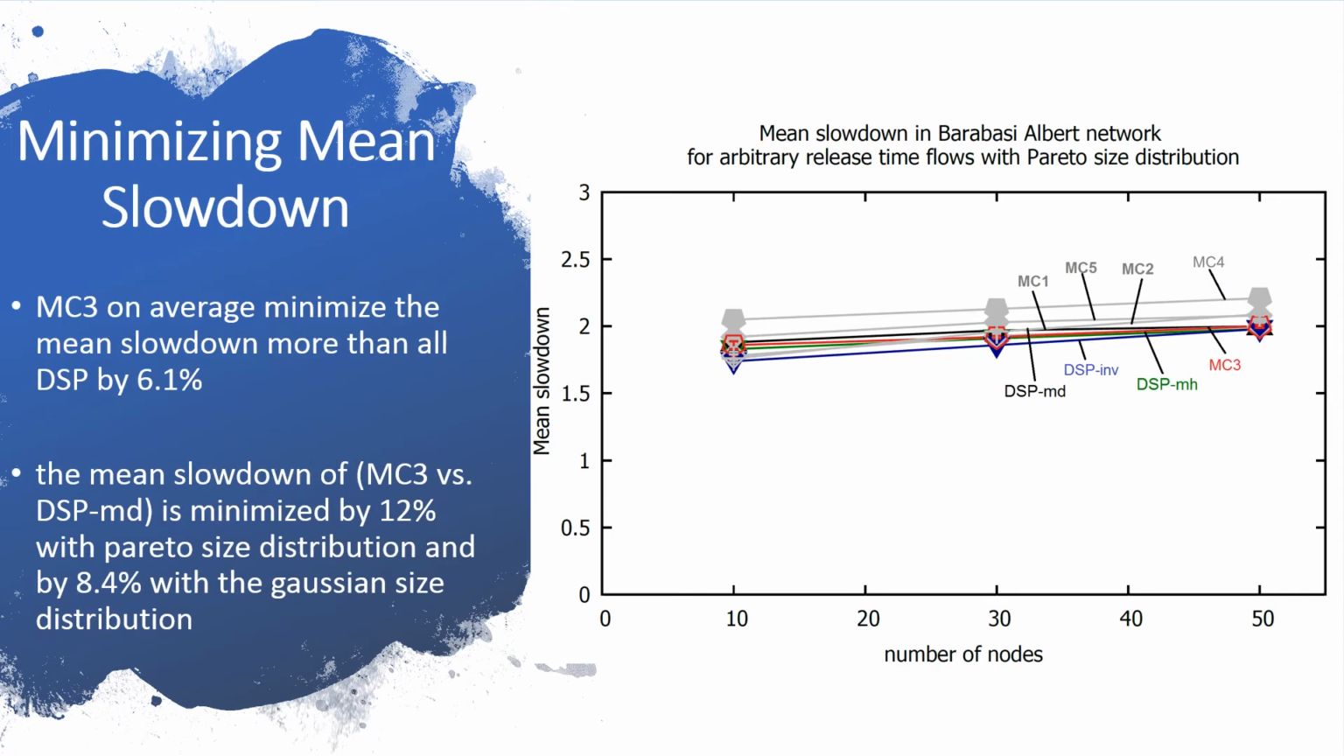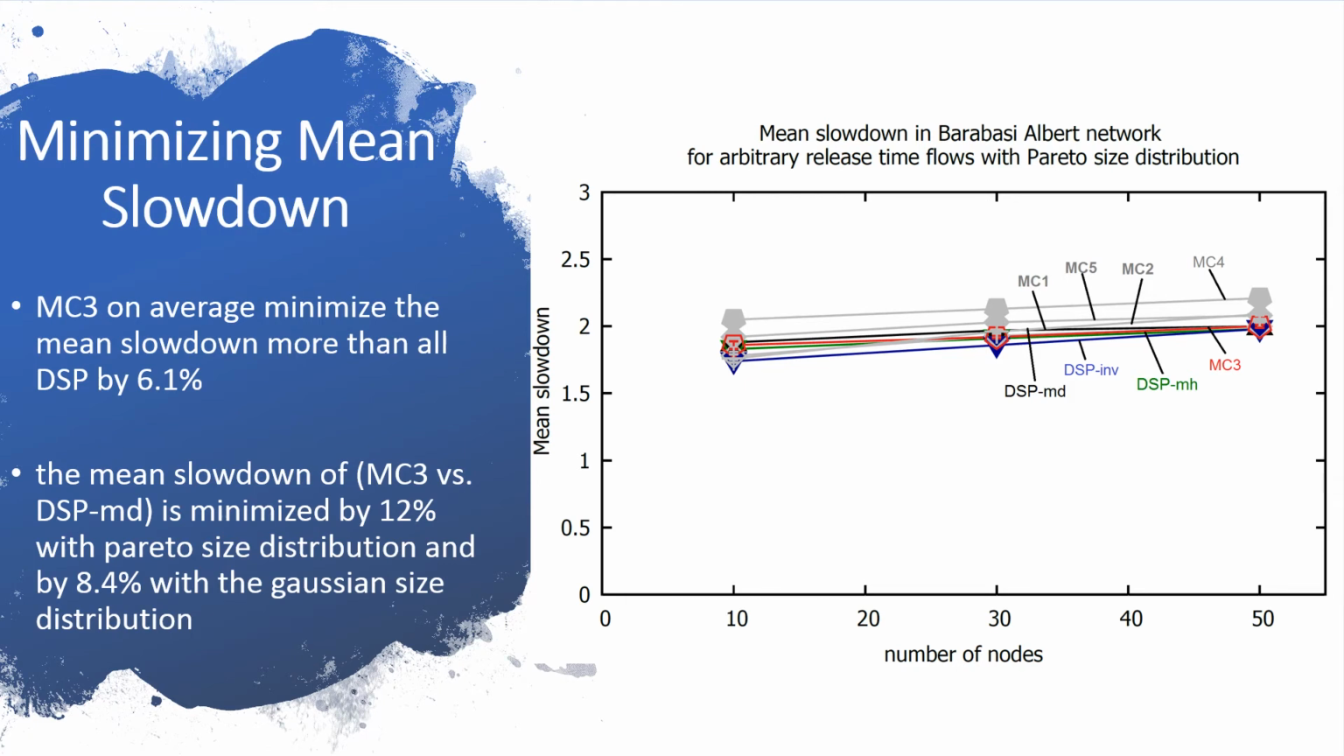In the effort of minimizing the mean slowdown, we found that MC3 minimized it slightly more than all DSP algorithms on average by 6.1%. Moreover, we have found that the mean slowdown of MC3 compared to DSP-MD is minimized with flows with Pareto size distribution more than with the flows of Gaussian size distribution by 12% and 8.4% respectively.